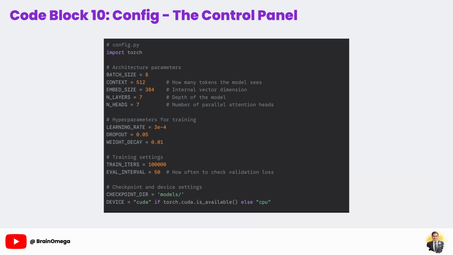If you want to see what happens when you train a deeper model, you just come here and change n_layers from 7 to 12. If you want to try a different learning rate, you change one line. This practice keeps our main code clean and makes running experiments incredibly easy and organized.